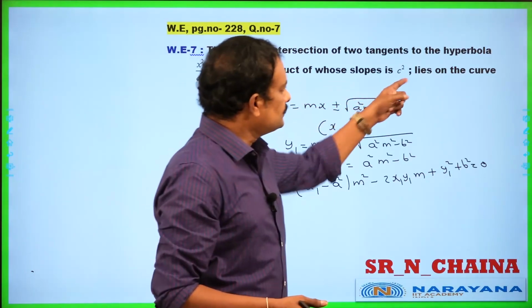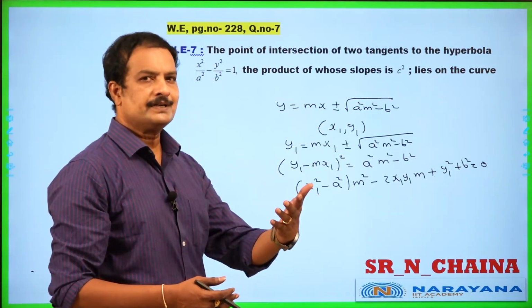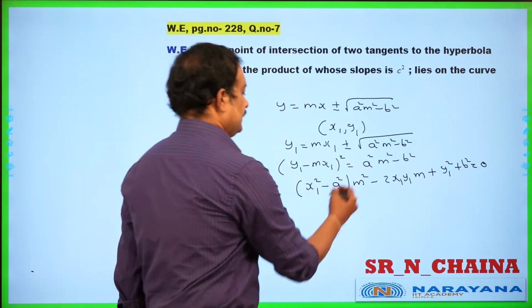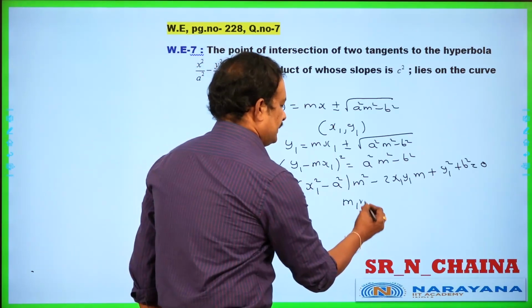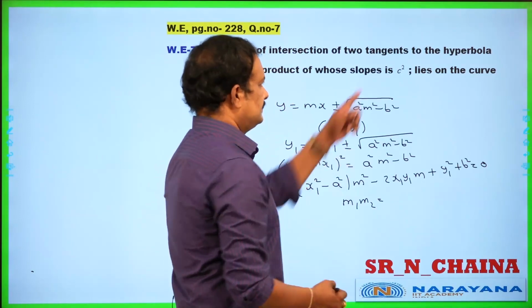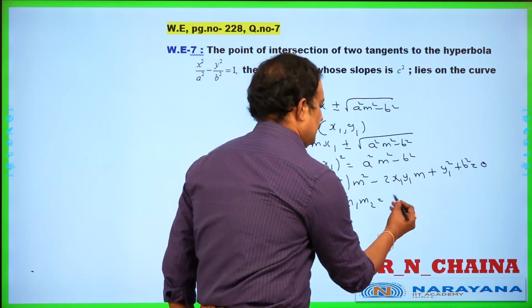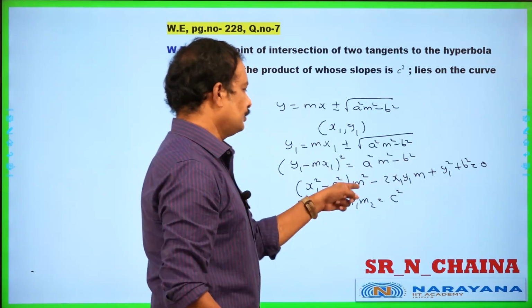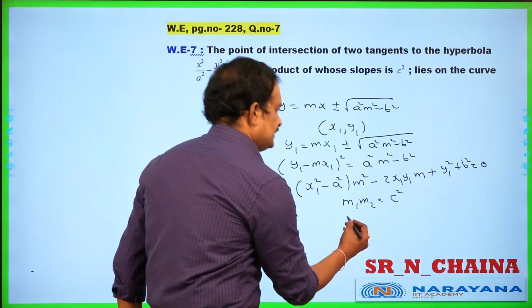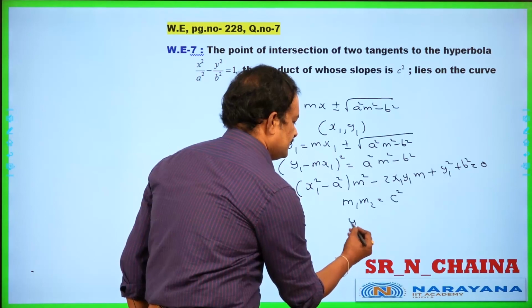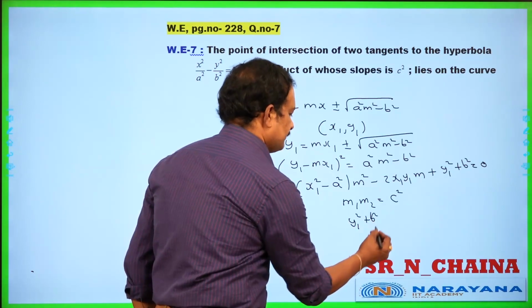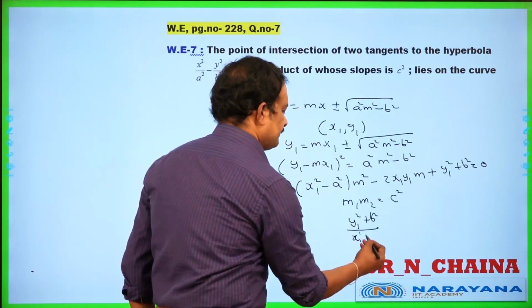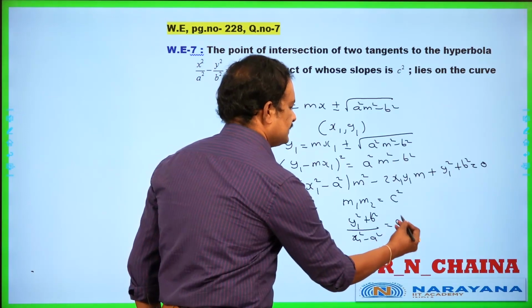The product of the slopes is c square. So we are supposed to take m1 into m2 here. Let us take m1 into m2, which is given as c square. But we already know that the product of the slopes for this one is the constant term by the coefficient of m square. Because of this, here we are going to get y1 square plus b square by x1 square minus a square equal to c square.